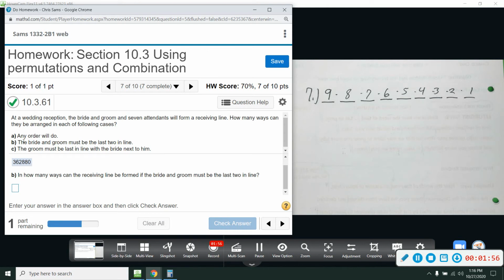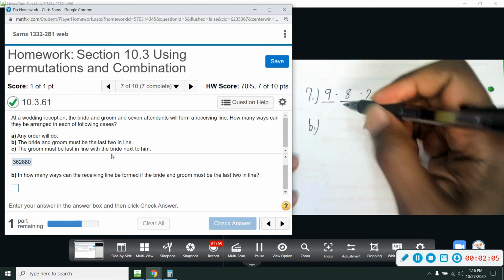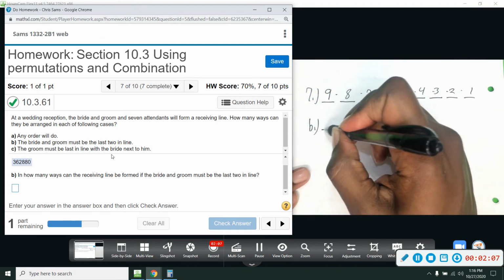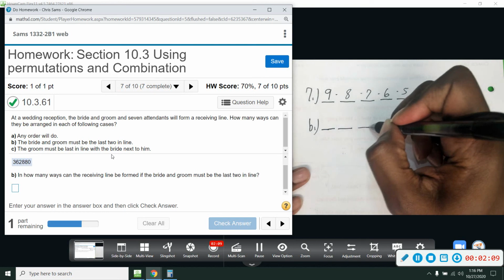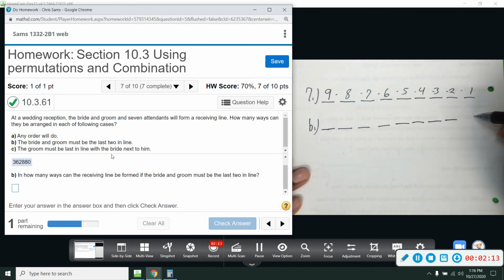B, the bride and the groom must be the last 2 in line. Okay, so since we have this condition now, we have to take care of that first. 1, 2, 3, 4, 5, 6, 7. Okay, so that means we have to put the bride and the groom in line first.